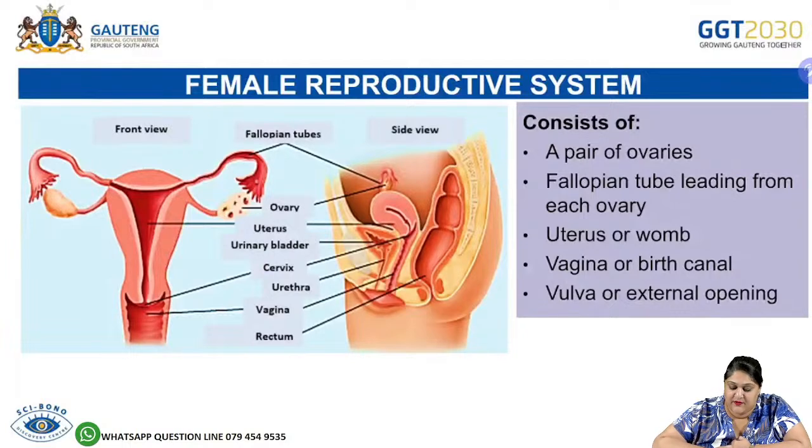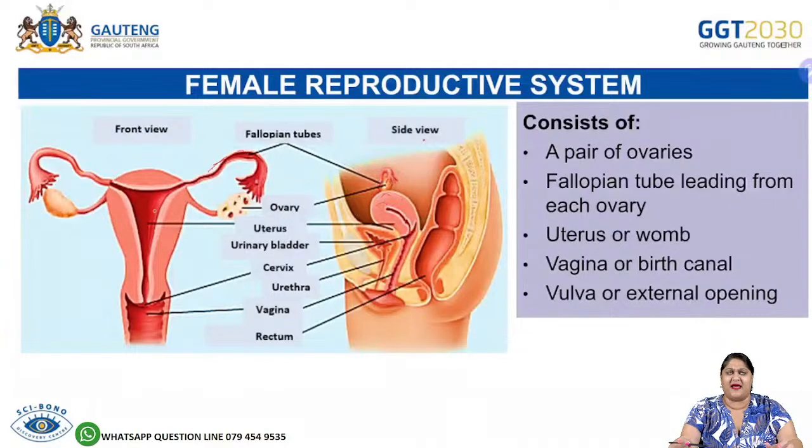Here we've got a pair of ovaries. We have a fallopian tube leading from each ovary. In the side view, it's very small, but we have the ovary, this egg-shaped, or oval-shaped structure rather. And we have the fallopian tube leading from each ovary. You can see it over here and over here. And then we have a uterus, and over here you can see it's this structure.